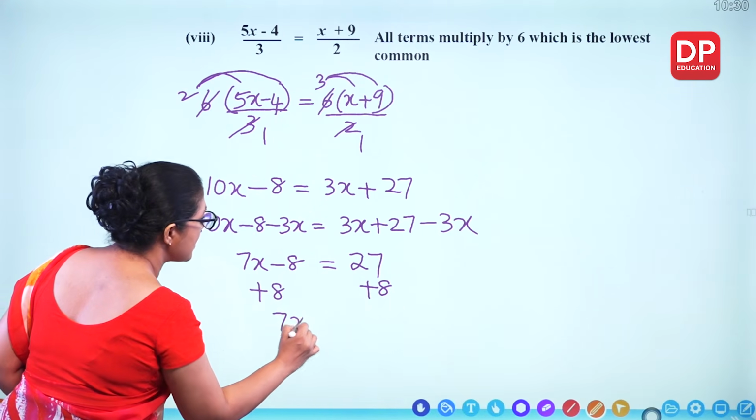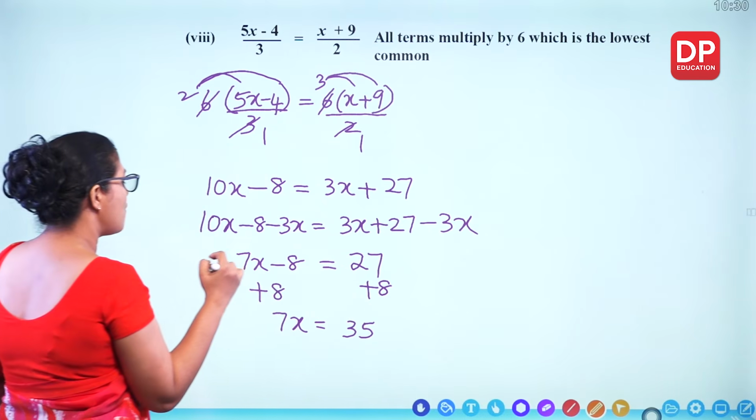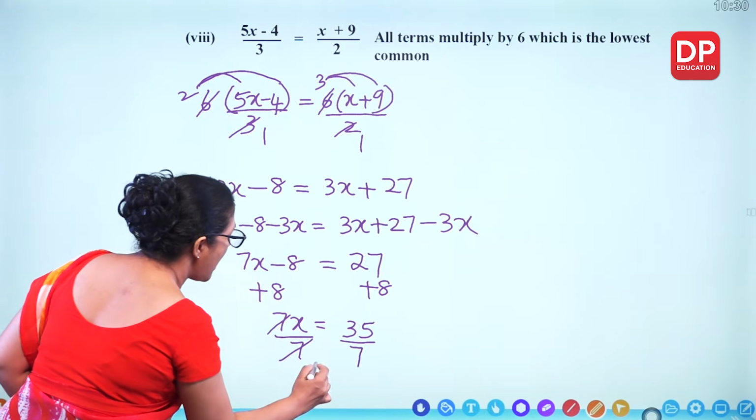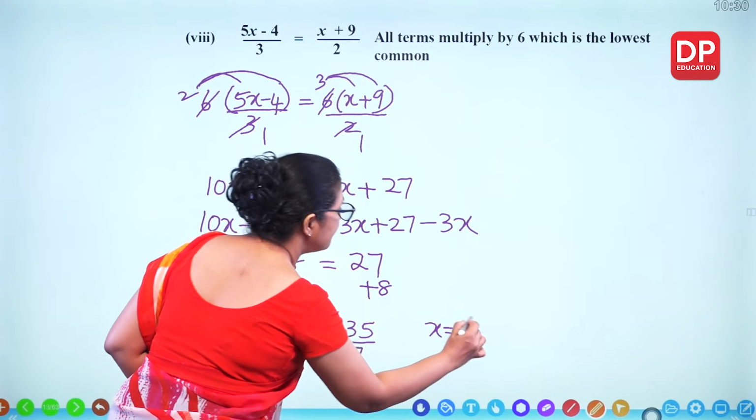So 7x equals 35. Now divide this by 7. You get x equals 5.